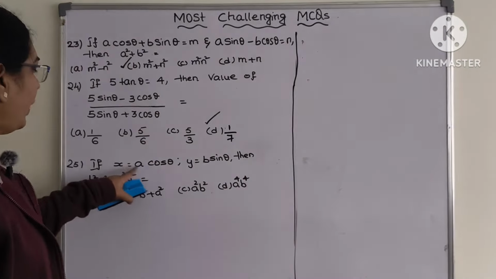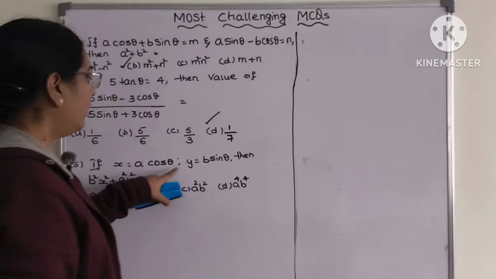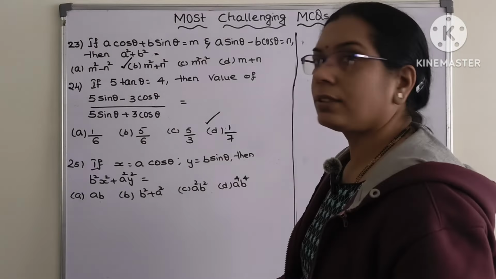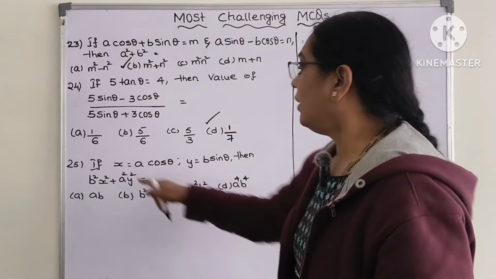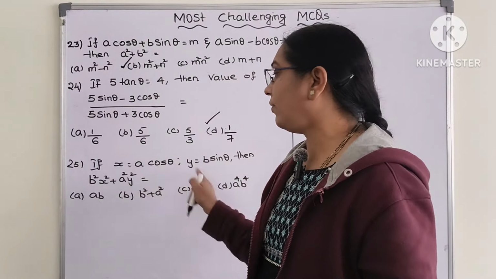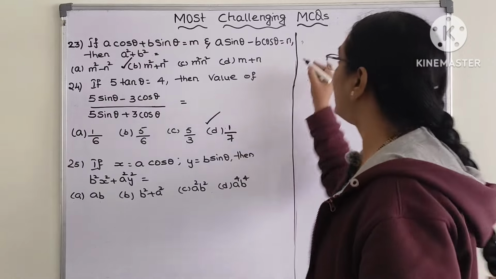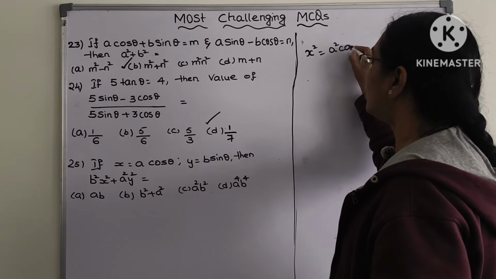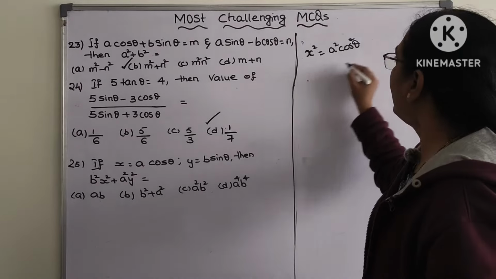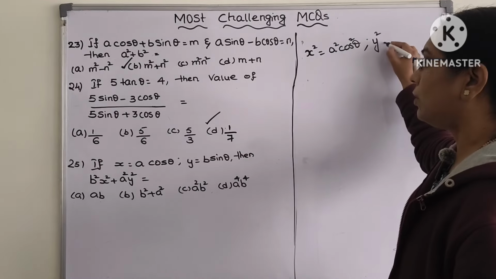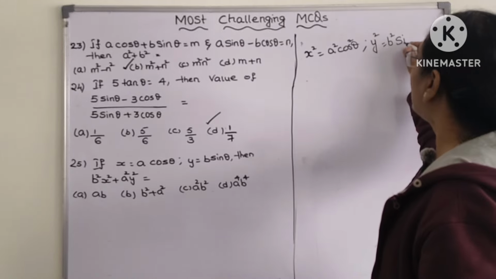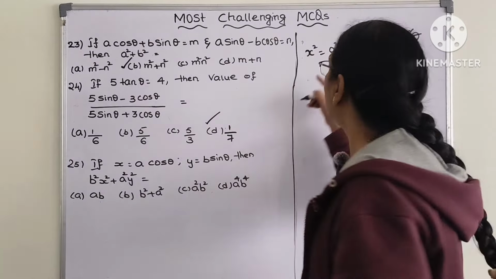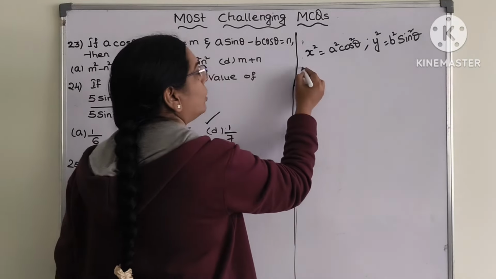The next one. If x is equal to a cos theta, y is equal to b sin theta, they are asking us to find the value of b square x square plus a square y square. We will see. X and y values we have. They are asking for x square and y square. So square it. So x square is equal to a square cos square theta and y square is equal to b square sin square theta. But in addition to x square, what do I have? B square. So I will multiply b square on both sides.